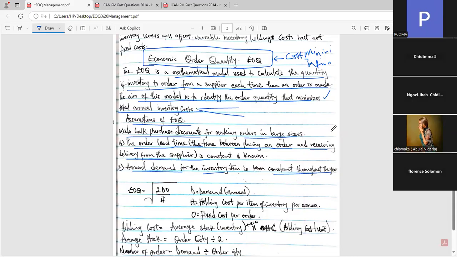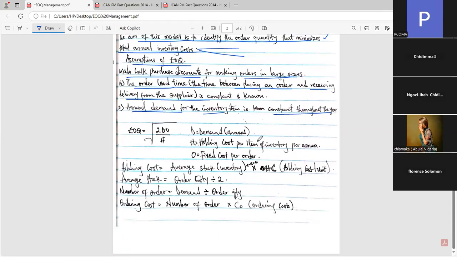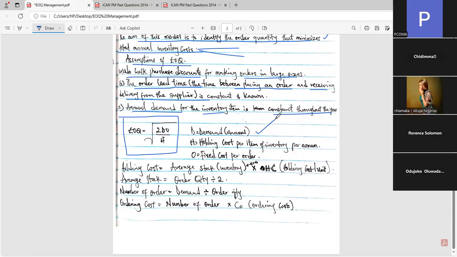Give them their answer. The formula for EOQ is EOQ equals the square root of 2DO all over H. The D there is demand, which is annual demand. If I give you monthly demand, multiply by 12 to get annual demand; demand is always per year. Nothing can change it. O is ordering cost.